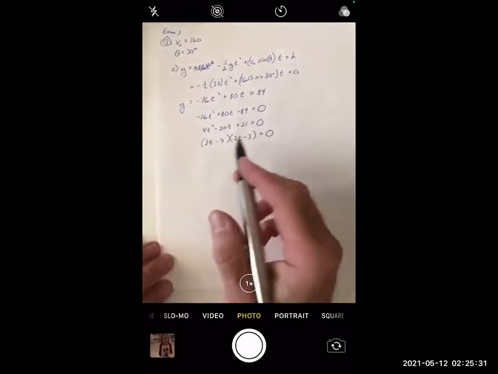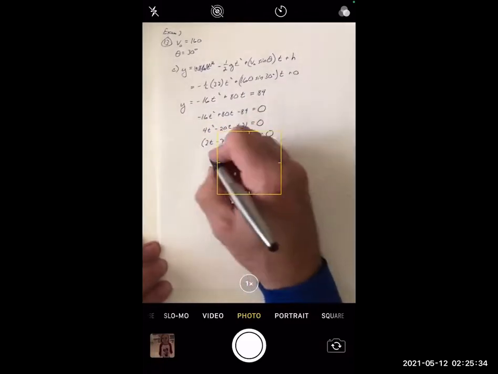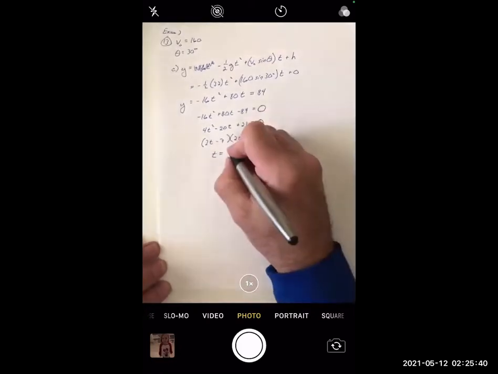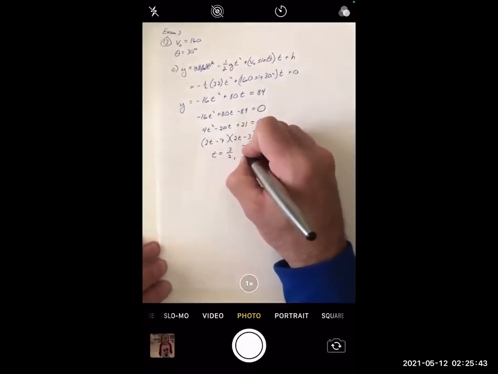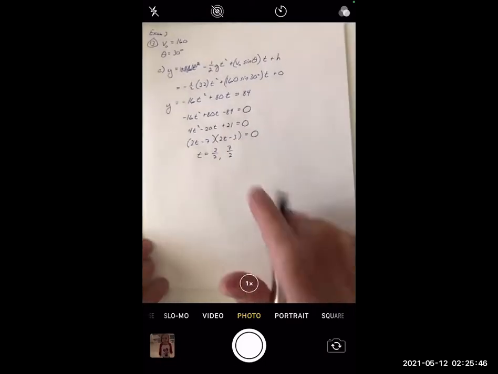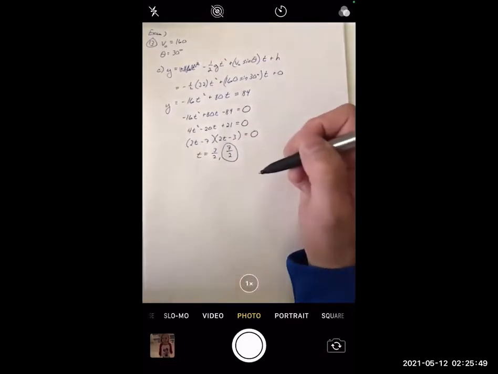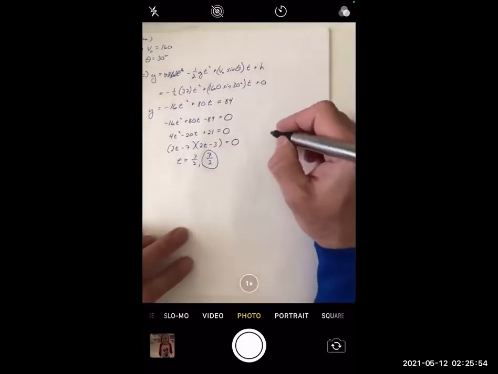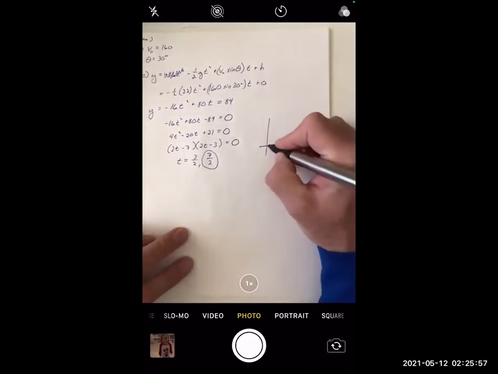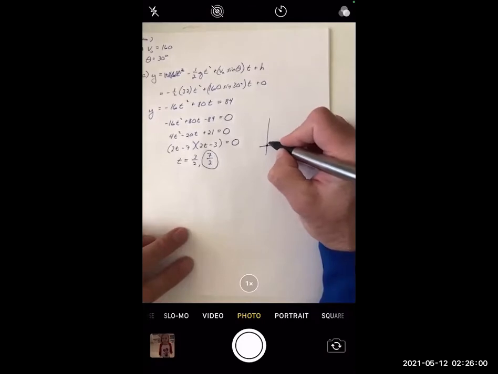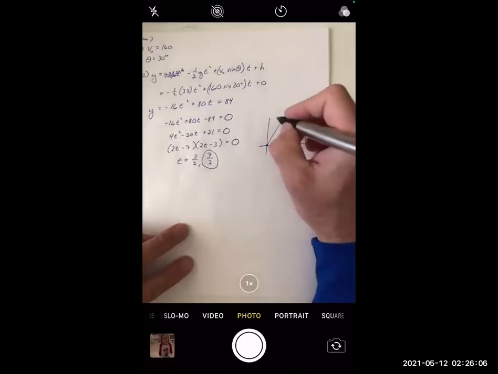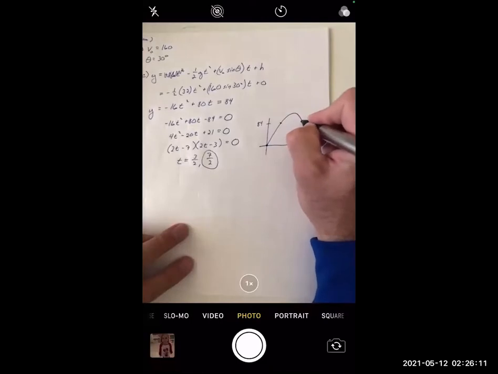If you use the quadratic formula, you're going to get the same answers as what we do here. So your solutions would be 3 over 2 and 7 over 2. We're going to pick the 7 over 2, because that's the second time the ball reaches a height of 84 feet. He's kicking it, and the ball goes up, and then it has to come back down. So it hits 84 once on the way up, and again on the way back down.